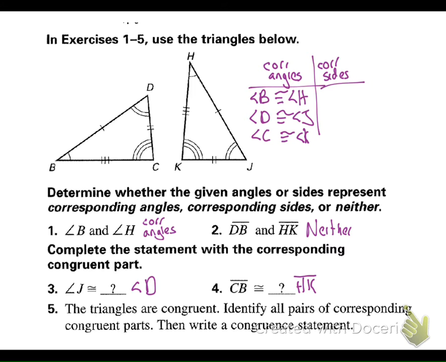I start with the one tick mark. So we have side DB is congruent to side HJ. We have side DC, which is congruent to KJ. And last but not least, we have side BC, which is congruent to HK. Correct. Okay, now that we've listed all the corresponding congruent parts, we now have to make that statement of congruence.